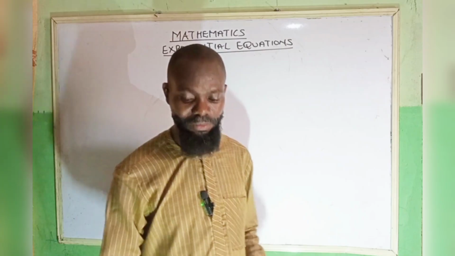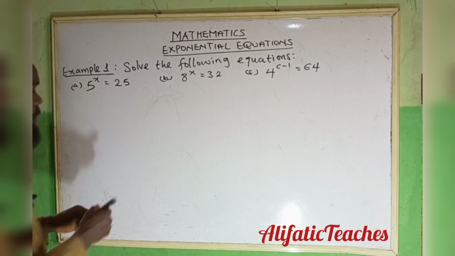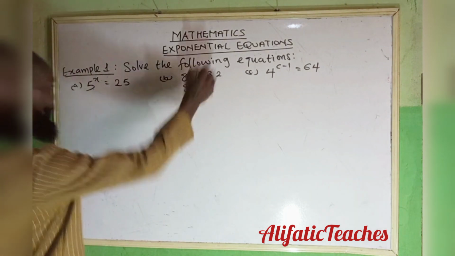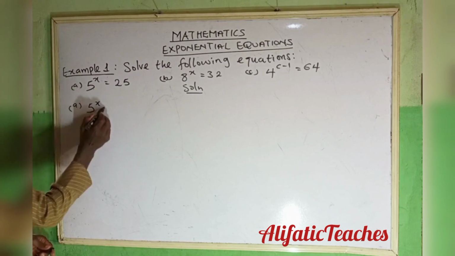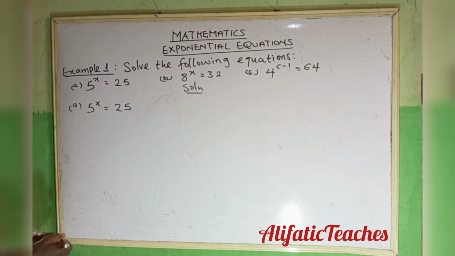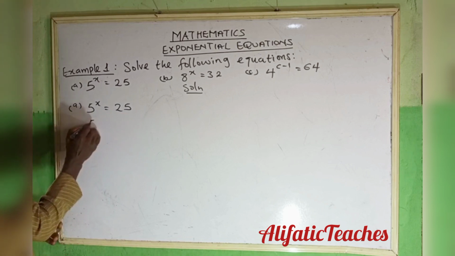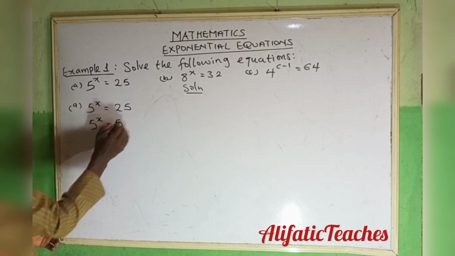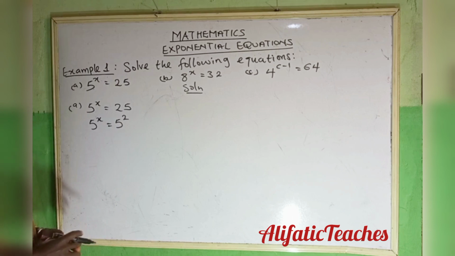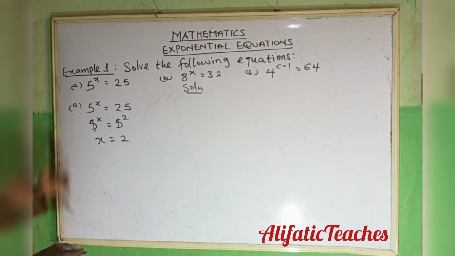So let's dive in. Example 1, solve the following equations. The first one, 5 raised to power x is equal to 25. Now to find the value of this x, let us make this 25 to a base of 5. So we have 5 raised to power x is equal to 5 raised to power 2, that is, 5 times 5 is 25. 5 goes in 5, x is equal to 2. So the value of x here is 2.